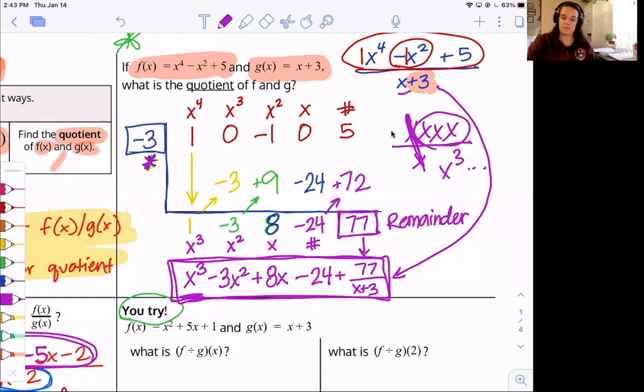And then with the 77, what I did was I said the 77 needs to go on the top. And then whatever my original denominator was, where it's being divided by x plus 3, that is what's going to go on the bottom here. So if it was x minus 2, then we put x minus 2 on the bottom. If it was divided by x plus 4, it would be on the bottom. Like that. Does that answer your question?